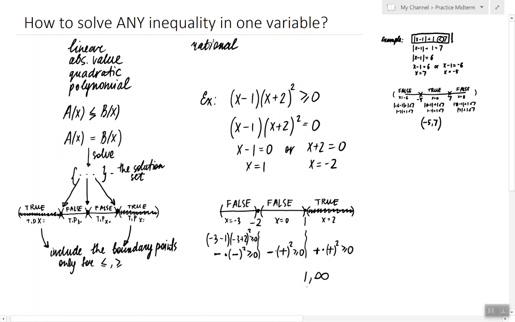Now, do we include the boundary points or not? In this case, we do include the boundary points because the inequality is not strict. So not only do I have to include 1 as a boundary point, I also have to include 2 because 2 was also a boundary point. So this is the solution set to this polynomial inequality.